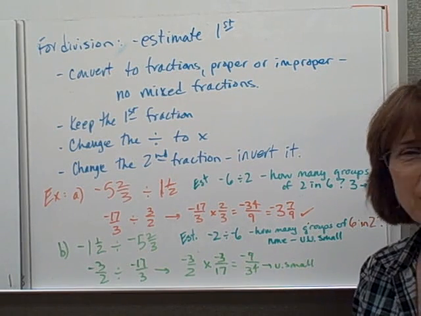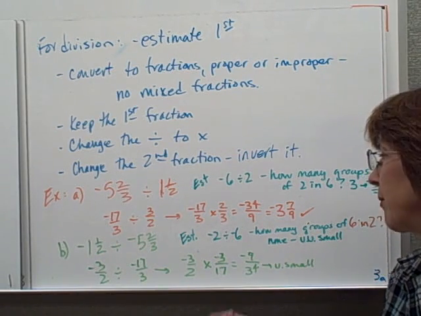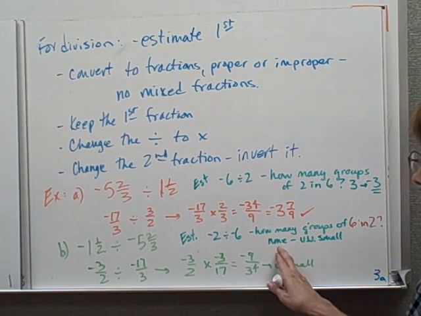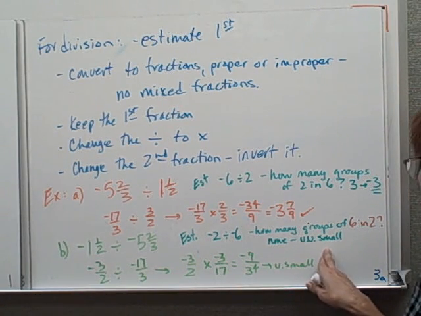Well, there's no groups of 6 in 2. I mean, you can think about money. How many groups of $6 are in 2? Well, there's none. So it's going to be a very, very small number. It's a very, very small answer.